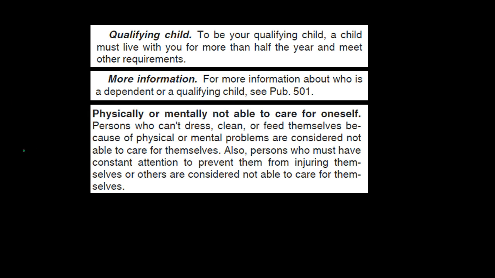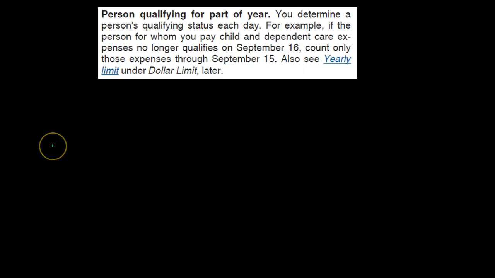Physically or mentally not able to care for oneself. Persons who can't dress, and so this is of course a definition of what it means to be physically or mentally not able to care for oneself. So if we're looking at that type of situation, well, what does it mean in order to write off these expenses for someone to be physically and mentally not able to care for oneself? Here's what they're providing here. Persons who can't dress, clean, or feed themselves because of physical or mental problems are considered not able to care for themselves. Also, persons who must have constant attention to prevent them from injuring themselves or others are considered not able to care for themselves.